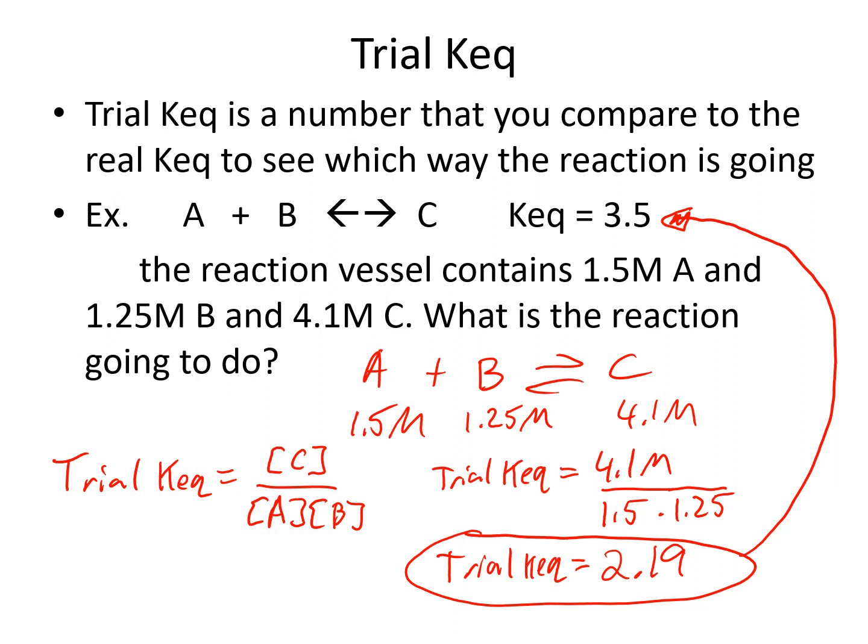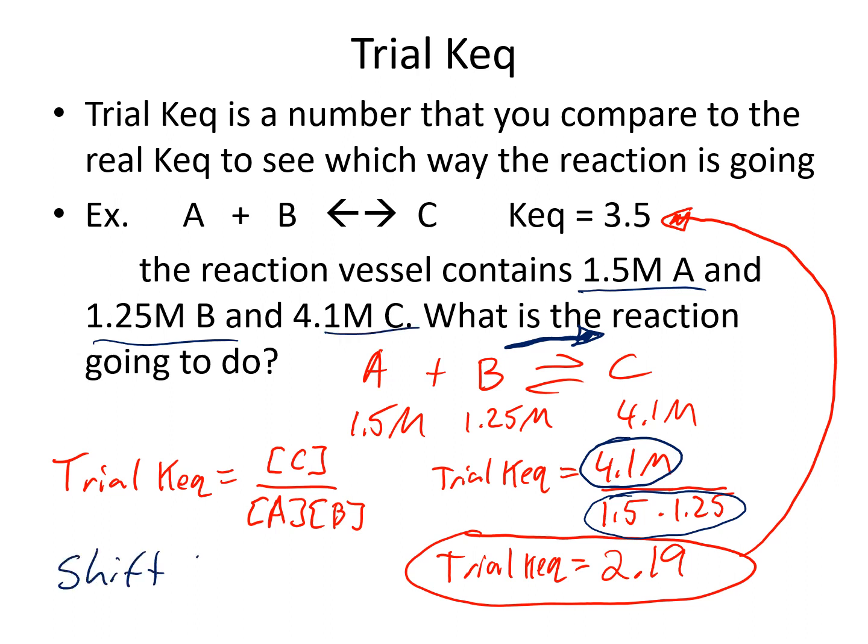So in order for trial KEQ to turn into 3.5, like currently it's at 2.19, it needs to increase in size. So what that means is that the products need to get bigger and the reactants need to get smaller. For 2.19 to be 3.5, the products need to be bigger. Or in other words, it needs to shift to the right. So we'll say that if you put this much A, B, and C in there, this will shift right.